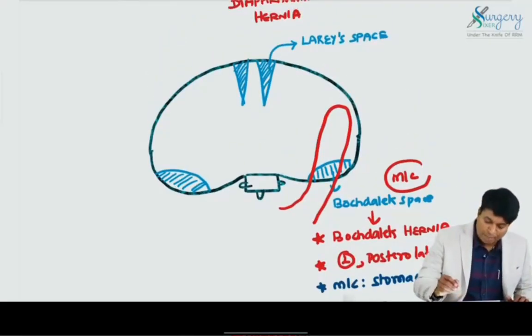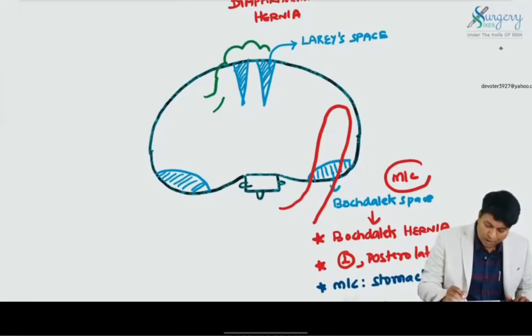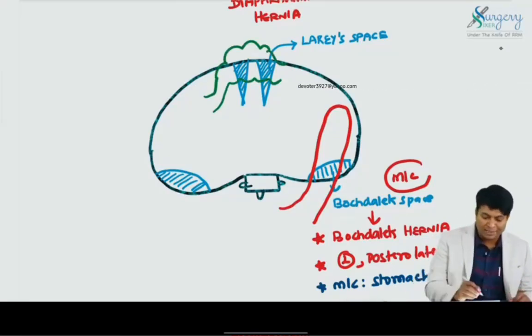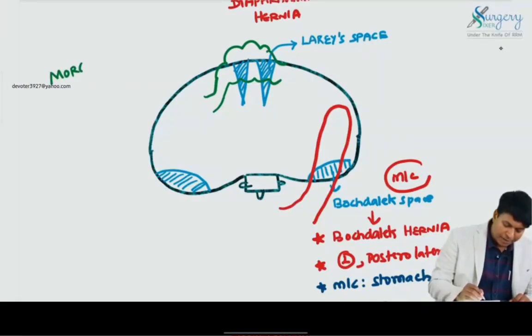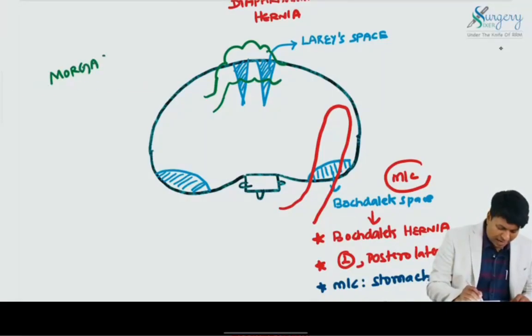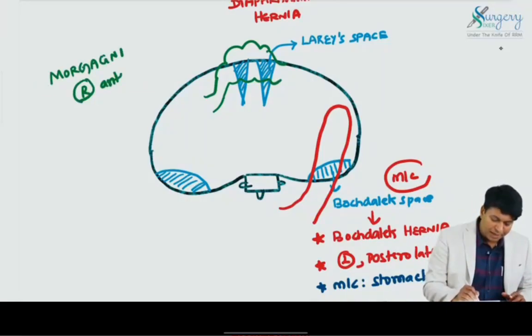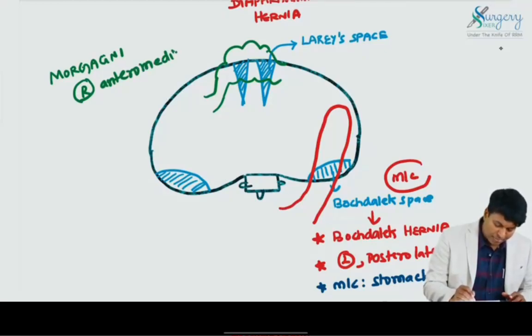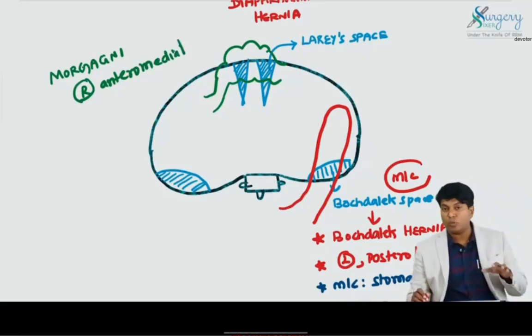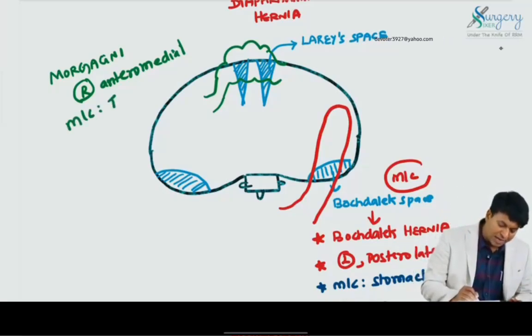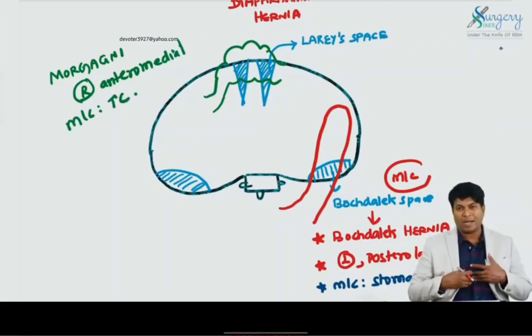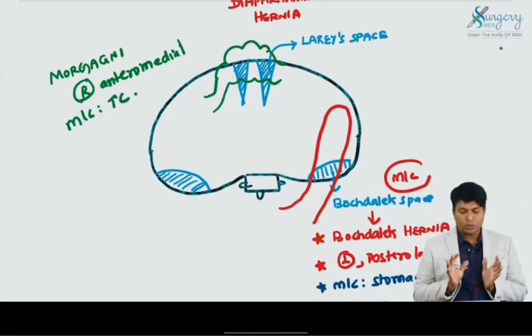If herniation happens through the Larrey space, it is known as Morgagni hernia. Morgagni hernia is seen most commonly on the right side, anteromedially. Please don't forget this. The most common content going inside is the transverse colon. Morgagni hernia is very rare, common on the right anteromedial side, whereas Bochdalek hernia is common on the left posterolateral side.